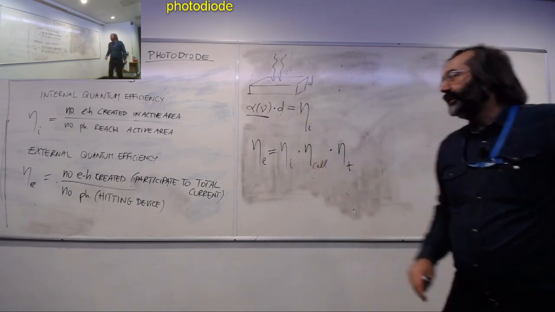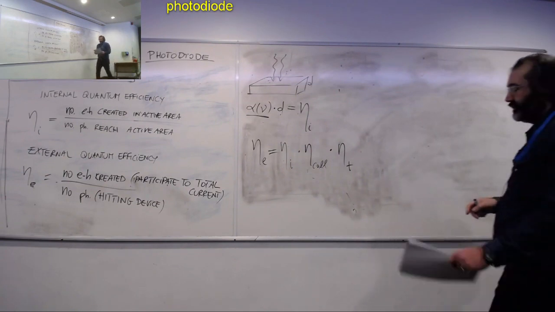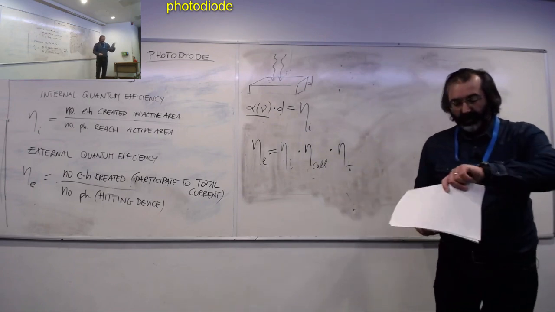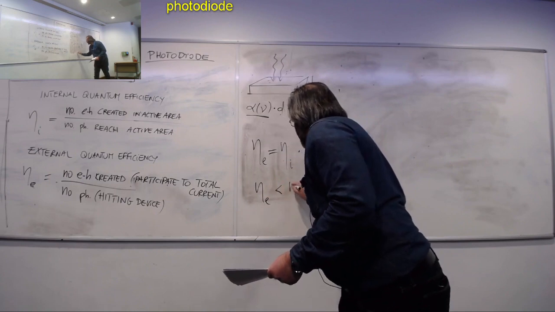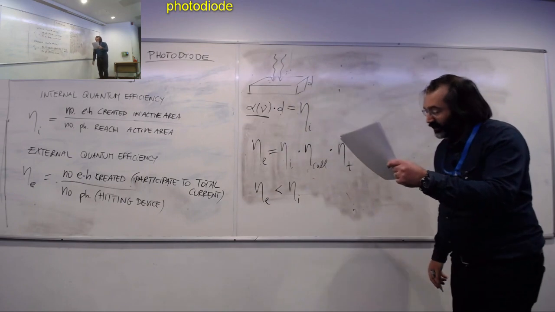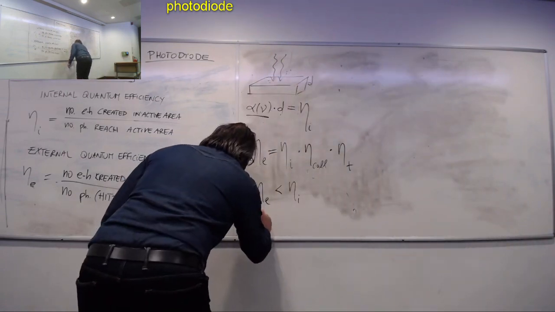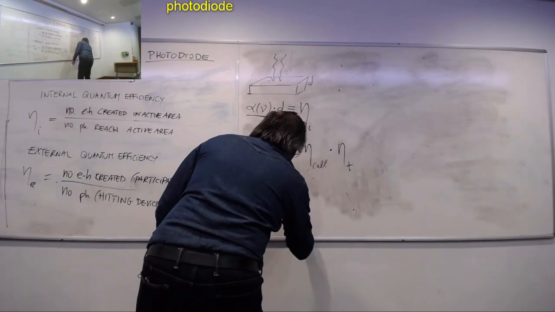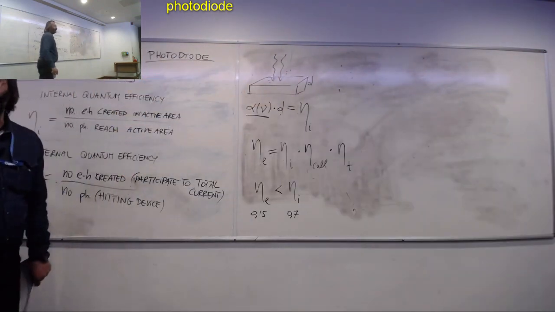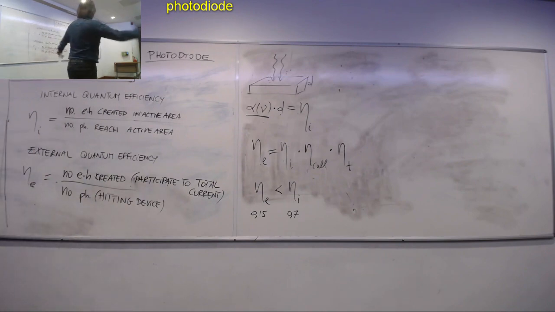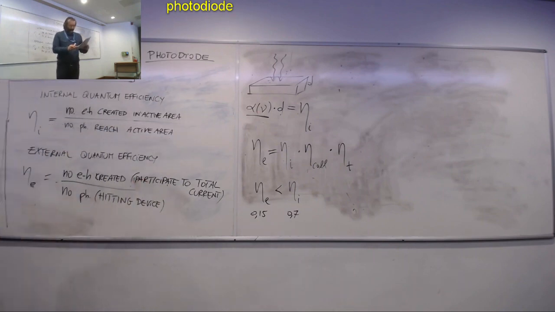And so here the external quantum efficiency eta E is made of these three terms. And again, as previously, eta E is obviously smaller than eta I. For example, I don't know, 0.15 and 0.7. 15% external quantum efficiency and, I don't know, 70% internal one. So this kind of differences.